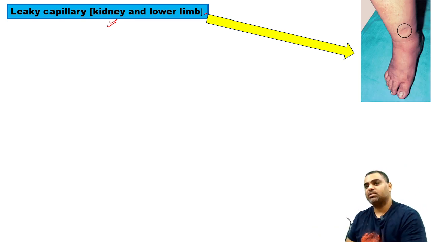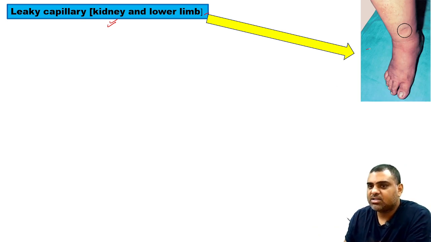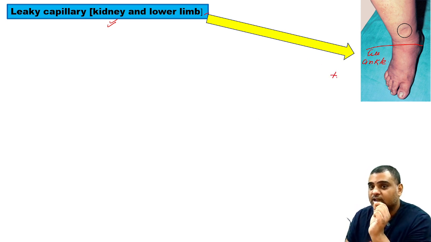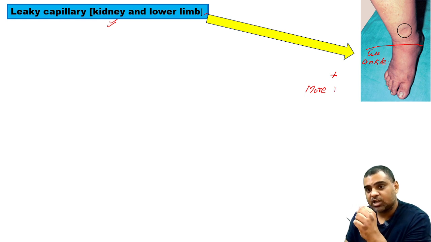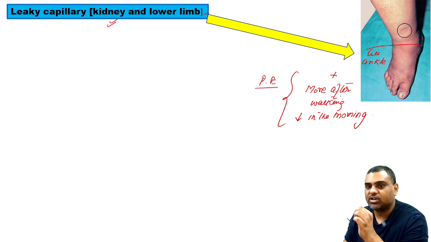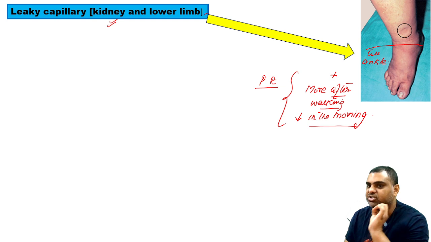Now, third is if there is a leaky capillary in the kidney and the lower limb. If there is a leaky capillary in the lower limb, what will happen? You will have pedal edema. See, pedal edema in a normal pregnancy will be till the ankle. Any pedal edema above the ankle, or any that is not stationary, that is, it will be more after walking and it will be decreased in the morning. So this is a normal pedal edema. That edema will be more after walking, and it will be gone in the morning. So it will not be stationary in cases of pregnancy.